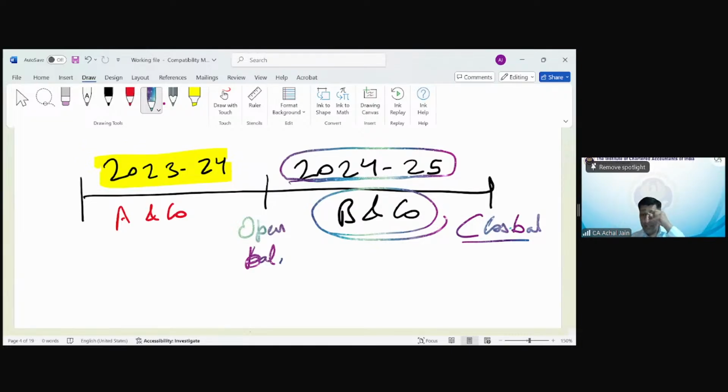So the new auditor cannot say that opening balances of 24-25 happen to be the closing balances of 23-24 and therefore are already audited, and that's why I don't need to do anything about it. See, this is the opening balance with which the financial statements begin as far as the reporting year is concerned. Because what is the reporting year? 24-25.